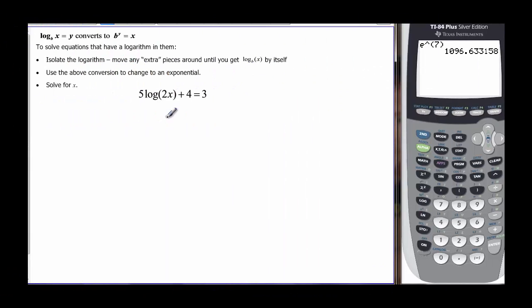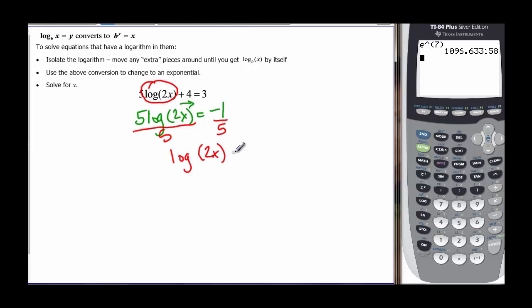So what happens when we get a more involved looking log problem? Again, we peel the layers. This 5 is right next to the log. This 4 has a plus in the middle, so we have to move it, the farthest thing away, first. Outside layer would be plus 4 of that onion. So we have 5 log of 2x is equal to, subtracting 4 from both sides, negative 1. And if I divide by 5, because remember we want to get this log all by itself, so we have to divide the 5 off. Now we have log of 2x is equal to negative 1/5, and we can convert it.